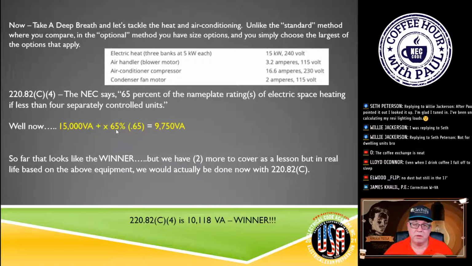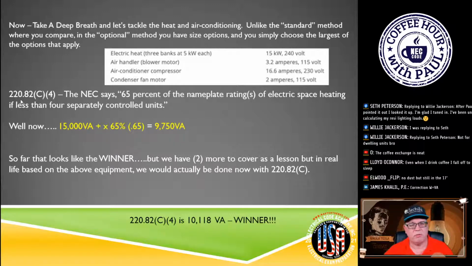C4. That option said, the NEC says 65% of the nameplate rating of electric space heating if less than 4 separately controlled units. So we're going to assume these are separately controlled because, again, that's basically what I'm going to go with. And this is a pre-done example. So on your exam or in the real world, you're going to have clarity whether or not these are, for example, baseboard heat that is separately controlled or whatnot. In our case, we're going to assume that these are 3 separate banks. But I told you I'm going to also do it as an example where it would be supplemental heat.